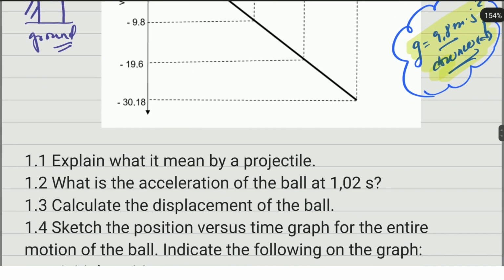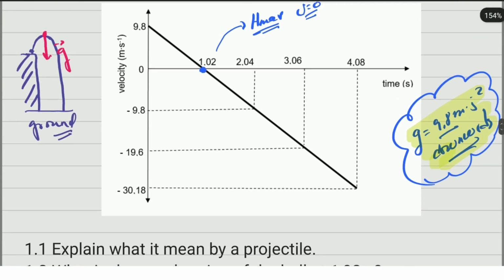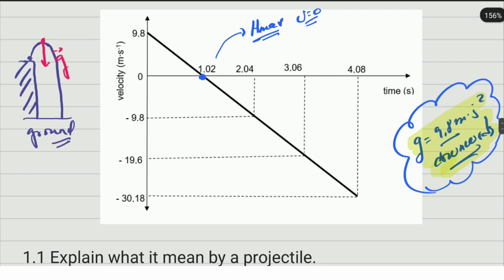Question 1.3, calculate the displacement of the ball. Now for the displacement of the ball, I'm going to use the picture I already explained in previous videos, and this is quite important. When the object was moving, and I'm not going to look at the graph, I'm going to be looking at the picture here on the left side. When the object was moving, this one here was the initial position of the object, which was the release point, or the point where the object was thrown. The final position of the entire motion is right on the ground.